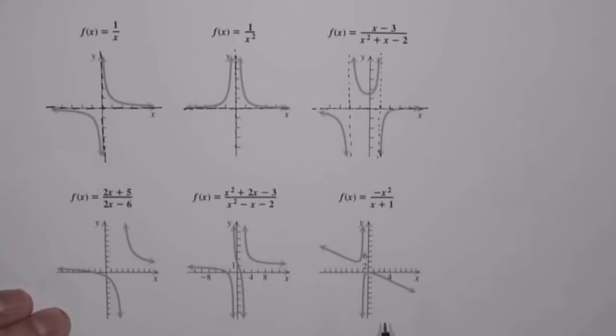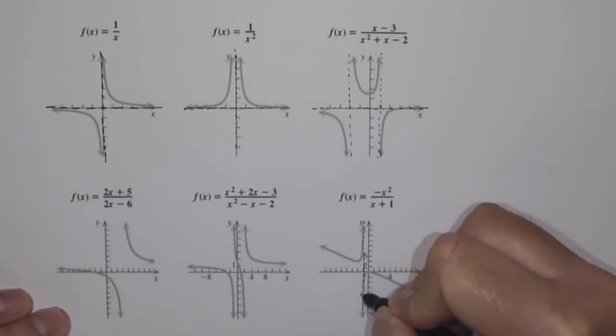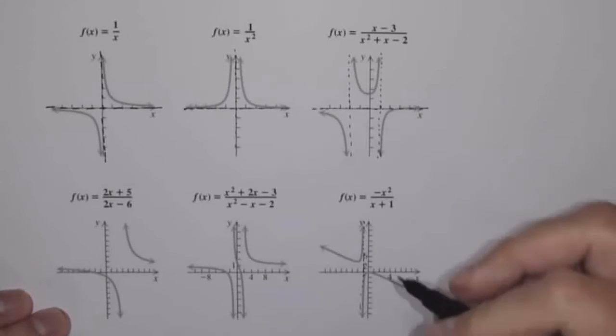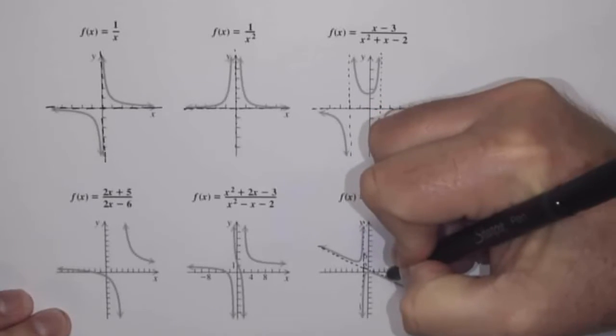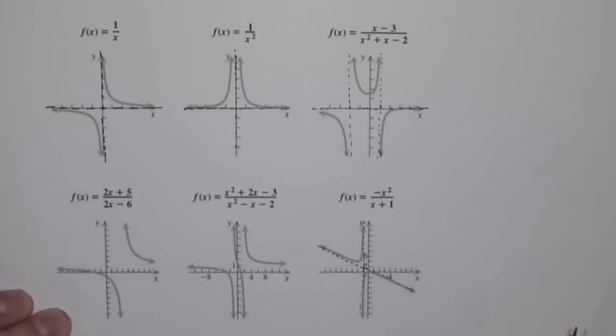Notice on this one, we have a vertical asymptote. It looks like around here, but this one doesn't really have a horizontal asymptote. This one has what's called an oblique asymptote. So there is this slanted line that this graph keeps getting closer and closer to, and we'll discuss those a little bit later on as well.